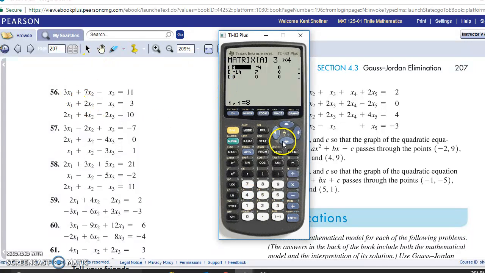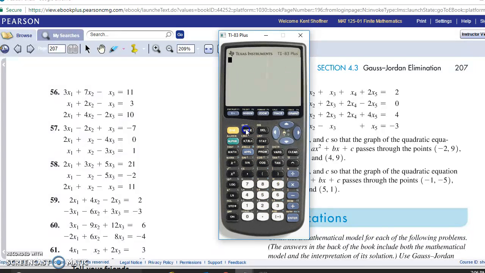I'll just enter those coefficients in. So it's 3, enter, 7, enter, negative 1, enter, and then 11, enter. Next row would be 1, enter, 2, enter, negative 1, enter, 3, enter. Next row, 2, enter, 4, enter, negative 2, enter, and 10, enter. So the matrix is in there now for that system.